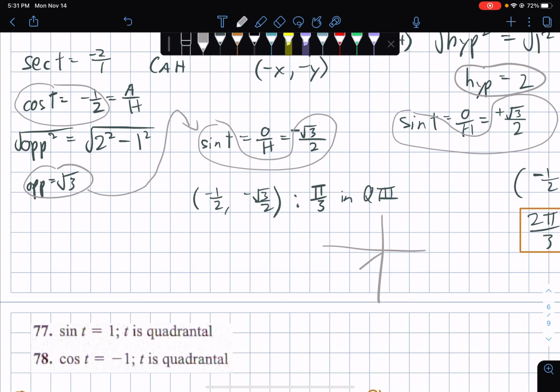Let's identify. Pi over 3 is here. It's nearest to the y-axis. And so the answer is 4 pi over 3. This is the final answer.